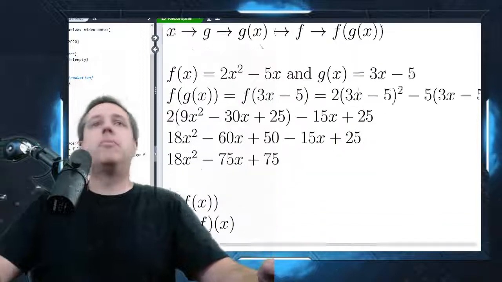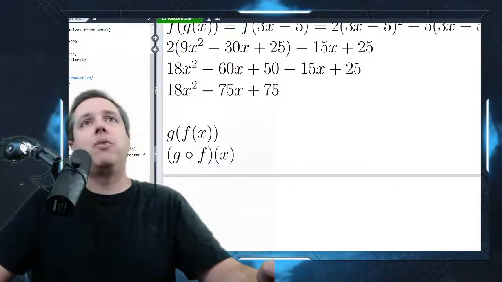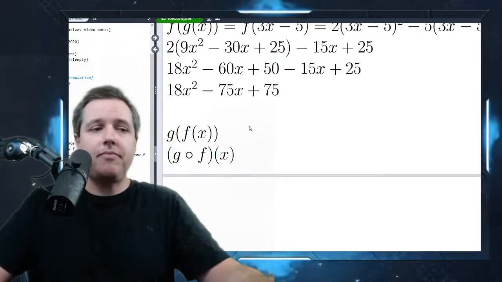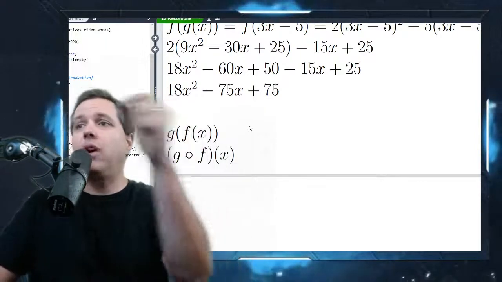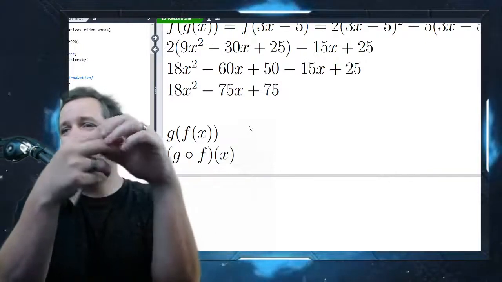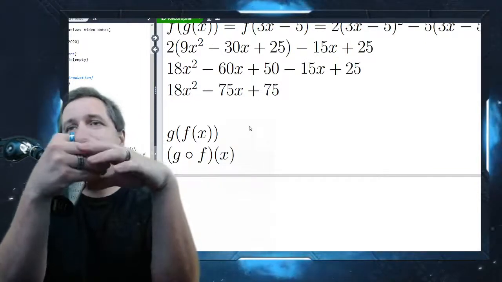So yeah, just be aware of that. But I prefer to use this notation up here. So it's just your composition. You're feeding one function into the other. And like I say, the first one or two times you do it, it's going to seem super weird. And then all of a sudden you're like, okay, I get it.